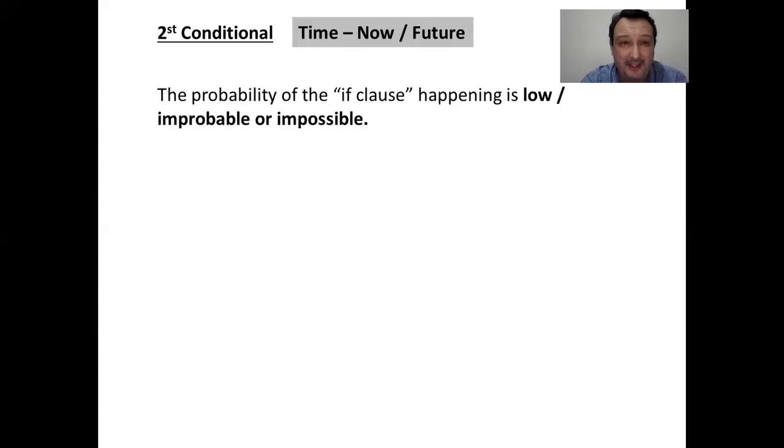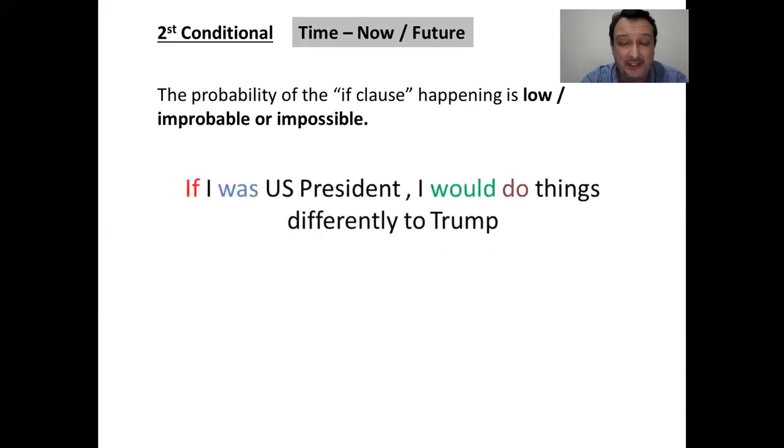Another example of the second conditional for now or the future is when we think about something which is improbable, impossible. In this case, we're going to look at something which is impossible. For example, if I was the US president, what's the probability of the if clause? Well, it's impossible. I can't be the president of the United States.